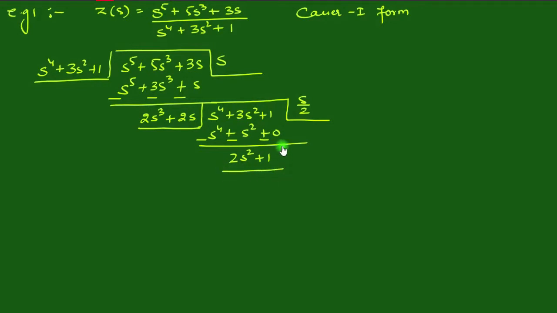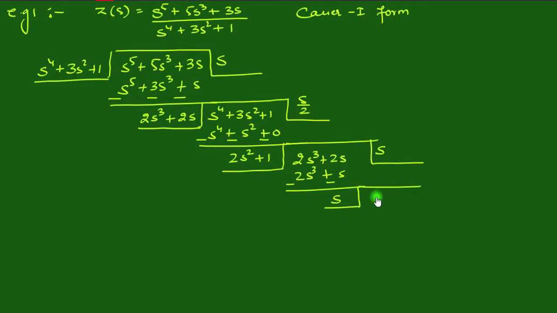Now this new remainder will become my new divisor and the old divisor will become the new dividend. So writing 2s cube plus 2s here, I have 2s cube here, I have 2s square here, so I need to multiply it only with s to get 2s cube. So 2s cube plus s. Changing the sign, these two will cancel out, I'll get s as the remainder. Now this is the new remainder. This new remainder will become new divisor and the old divisor will become new dividend.